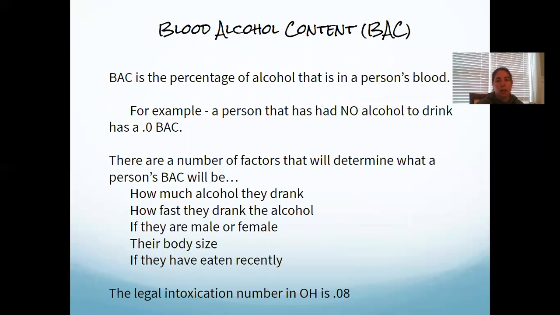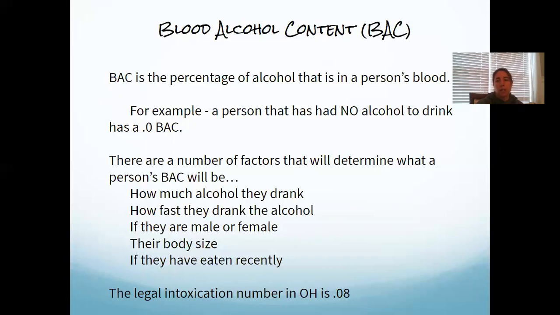BAC, or blood alcohol content. What that means, it's the amount of alcohol that's in a person's blood. So if a person is drinking, that alcohol makes its way into the bloodstream, and then the percentage of alcohol that's in that blood is the BAC. Okay, if somebody has had nothing to drink, 0 to drink, their BAC, or blood alcohol content, should be at 0.0. Okay, so if somebody were to take a breathalyzer test, it would be a 0.0. Okay, if they haven't had anything to drink.